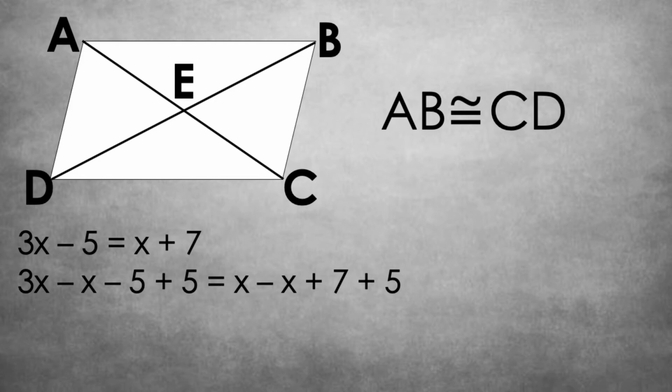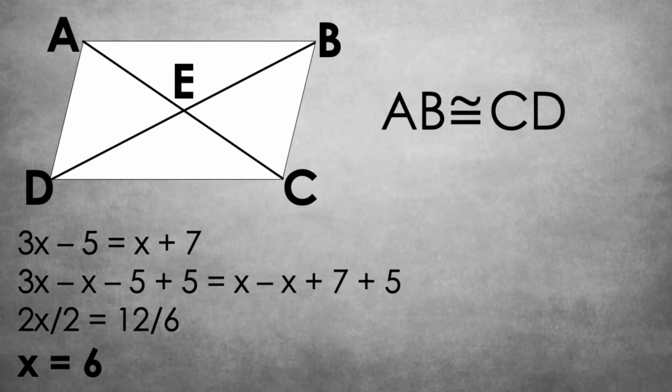And using multiplication property of equality, we can have 2x over 2 is equal to 12 over 6. And simplify, the answer would be x is equal to 6.